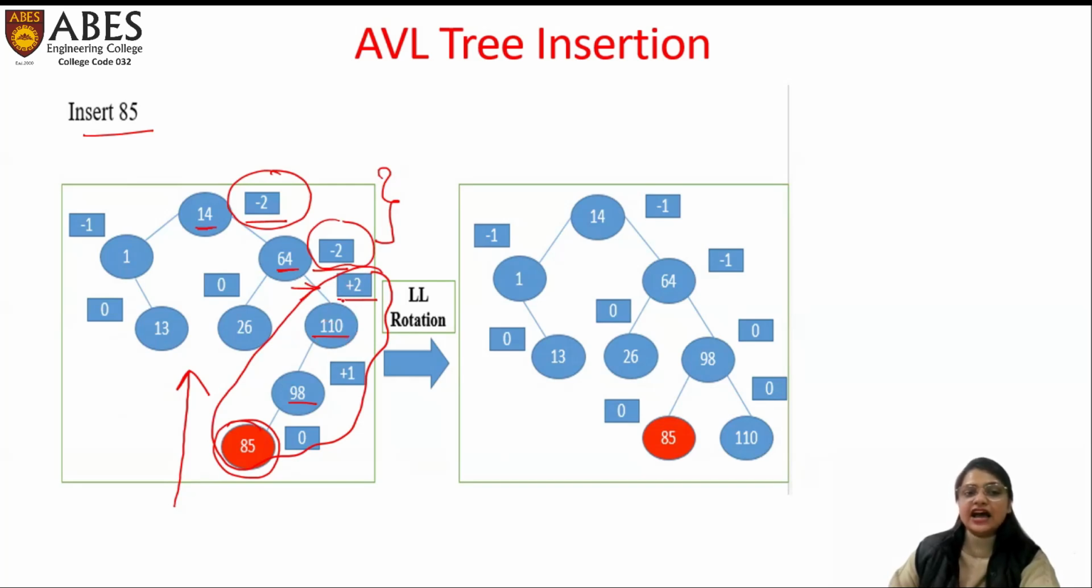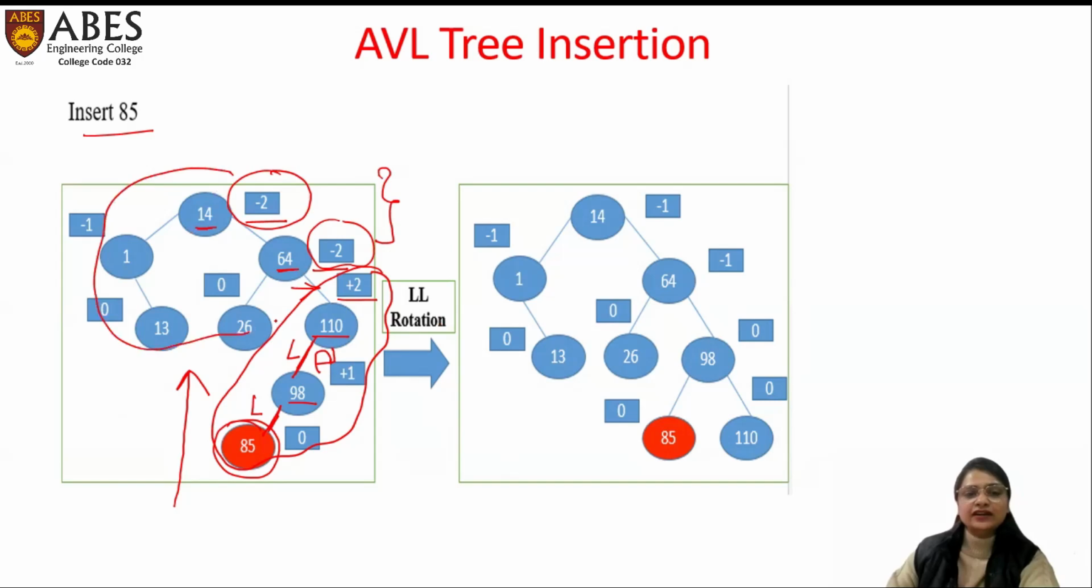As I can see, after inserting 85, this path has become unbalanced. So we have to balance this part first of all. We have to see that 85 lies at the left part of it. That's why LL type of rotation will be done. In LL type of rotation, a single right rotation has to be performed. So we have to perform the rotation like this.